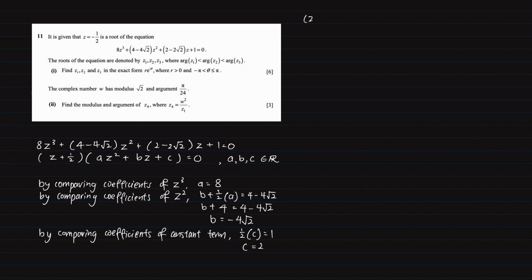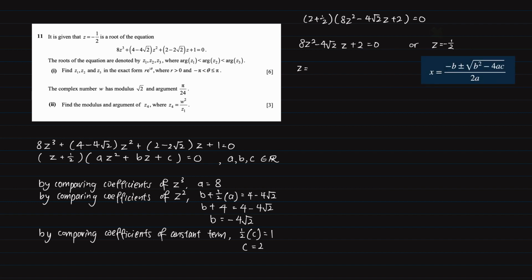We have z plus half multiplied by 8z squared minus 4 square root 2 z plus 2 equals 0. Now if you're unsure what to do next, not to worry, we are going to break this down into two parts. In the first part, we are going to use the quadratic formula to find the values of z. So this will be z equals minus b, which is minus 4 square root 2, plus minus the square root of b squared, which is minus 4 square root 2 squared, minus 4ac, which is 8 multiplied by 2, over 2a, which is 8 multiplied by 2, which is 16.